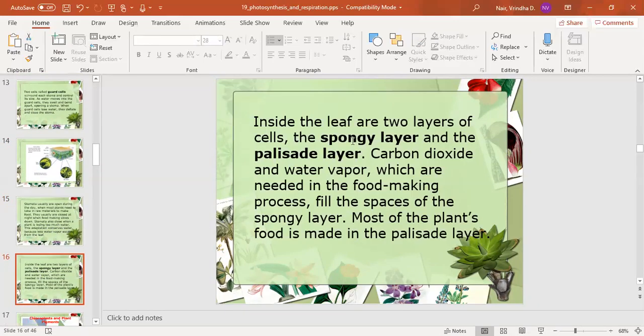So we just finished that. We saw that the leaves have two layers of cells, the spongy layer and the palisade layer. Carbon dioxide and water vapor, which are needed in the food making process, fill in the spongy layer. And then the palisade layer is where the actual food making process happens.